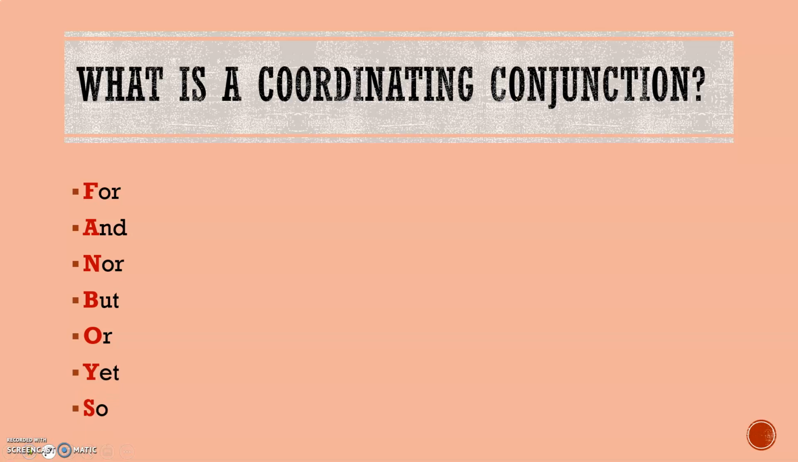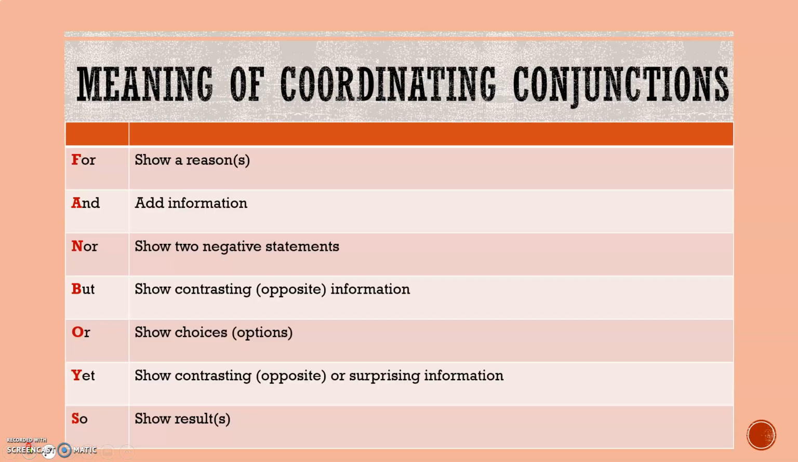And these 7 coordinating conjunctions are used to connect two independent clauses to make compound sentences and to show the relationship between the compound sentences. So here we have a chart that shows the meaning of each of those coordinating conjunctions. For shows a reason. For is the one coordinating conjunction that we rarely use, almost never. It's very old, sort of English sounding and very formal.